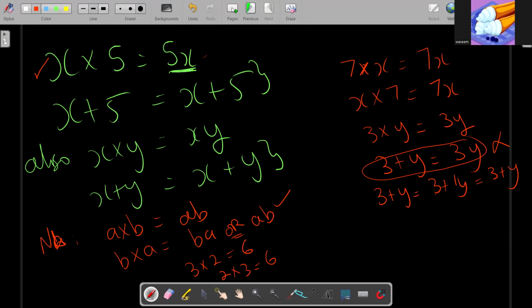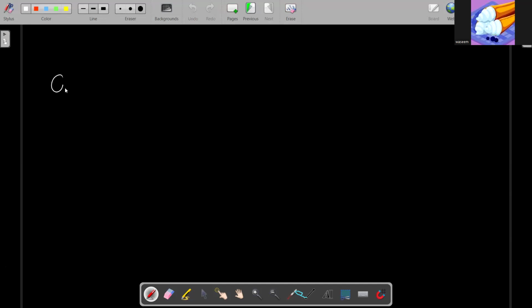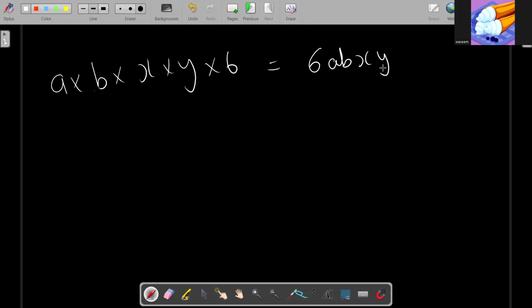Number three. A multiplied by B multiplied by X multiplied by Y multiplied by 6. Guess what? You put the 6 in front, and then A by B is AB, X by Y is XY, so 6ABXY, right? All of those could be variables too. Right, let's go to the next person on your list.